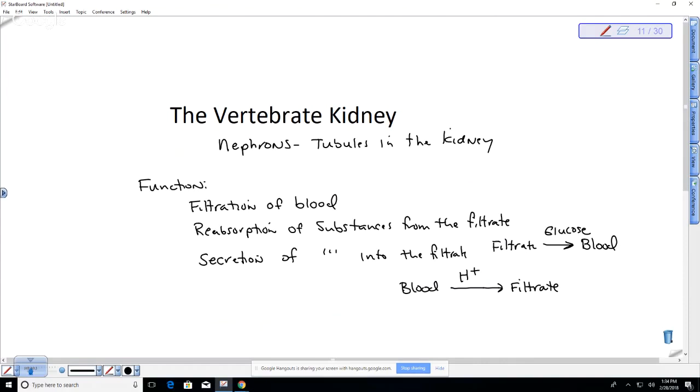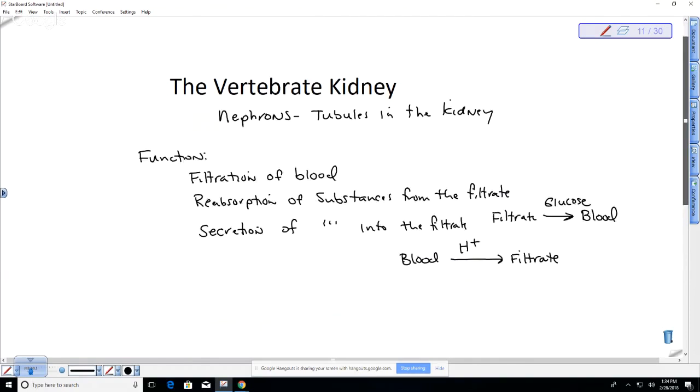So the acidity of your urine actually varies quite tremendously on what you're eating, right? Because different foods can influence the acidity. It can also be influenced by your respiratory system, because that also influences the acidity of the blood. Okay, so that's the function.